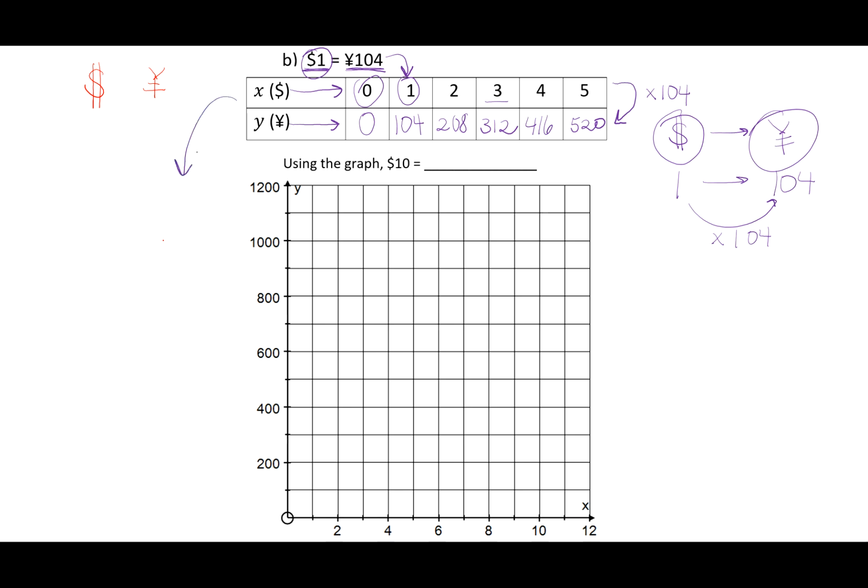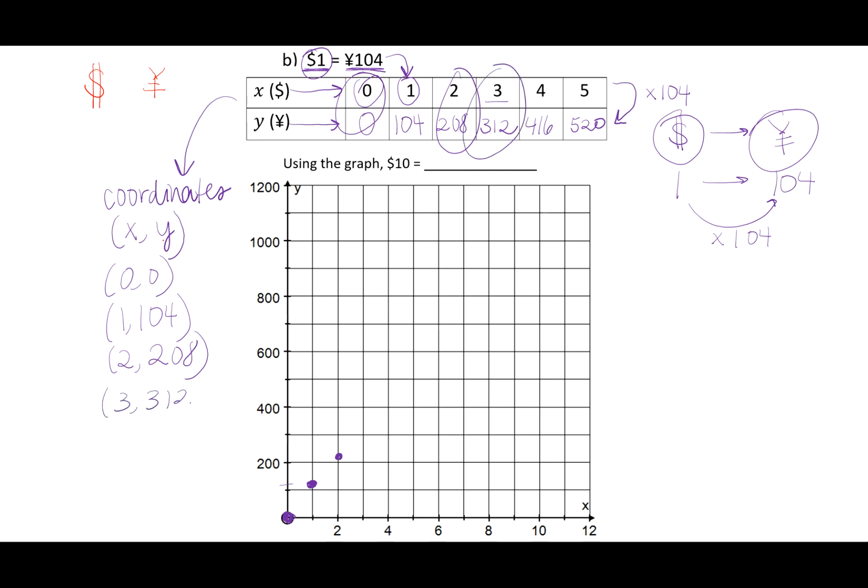All right, so remember the next step is to use the coordinates that we created here, X and Y, to plot the values on the graph. The first pair being 0, 0. Our direct proportion graphs always go through the center, 0, 0, or the origin. Next we have 1 and 104, located about right here, estimating because we don't have exactly where that would be. 208 comes next here, again estimating. Next we have 312, again about an estimate.